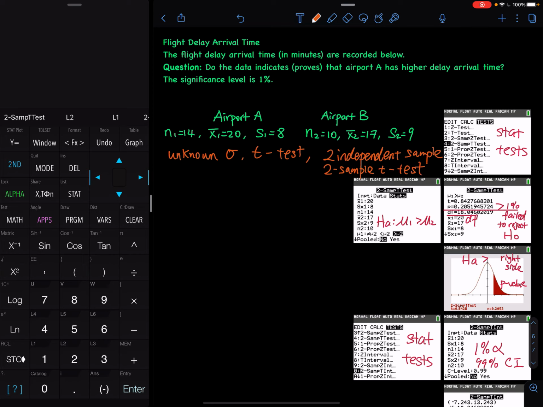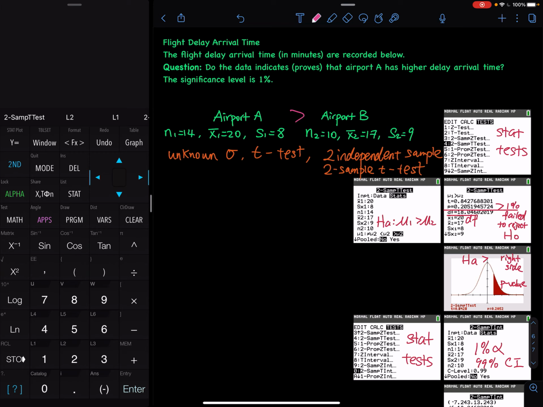All right. And then how about the alternative hypothesis and null hypothesis? The question is, we want to prove that A has a higher delay time. So A is higher than B. This is what we are trying to prove. That means we are trying to prove A is greater than B, right? So the greater than goes to the alternative hypothesis.